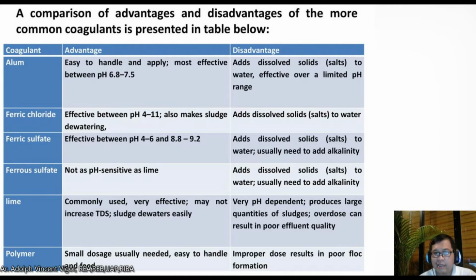So the next is lime, which is commonly used, very effective, may not increase TDS, and sludge dewaters easily. It is very pH dependent. Its disadvantage is that it produces large quantities of sludge, and overdose can result in poor effluent quality.